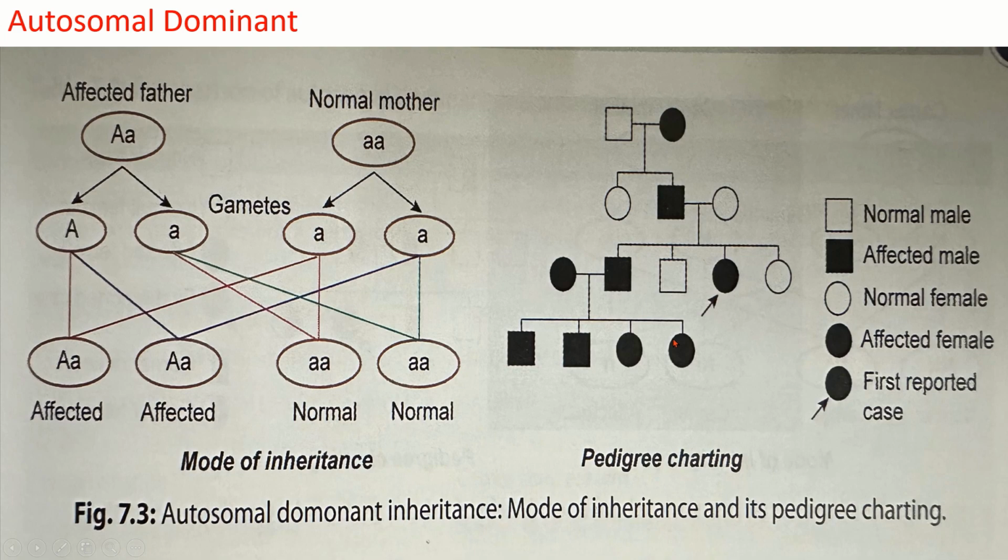So 50% of offspring of affected individuals will be normal and 50% will be affected if one of the parents is affected. You can see here, one parent is affected, one parent is not affected. You can see in the children 50% normal and 50% affected. So a normal child is not a carrier. The affected gene may be transmitted from parents or by new mutation during gametogenesis. So it is variable in clinical expression.